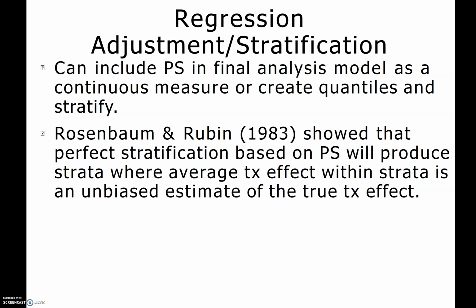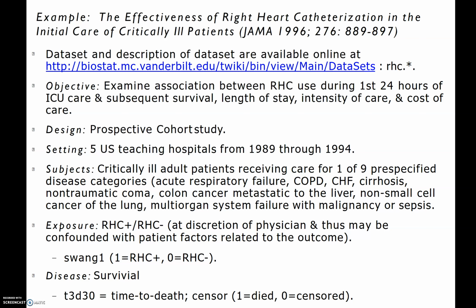So you could use a regression adjustment or stratification method as well. You still create your propensity score, so you still go through that estimation phase. It's just that the application isn't using matching. I go back to this article all the time, Rosenbaum and Rubin. They showed that this stratification method will produce strata where the average treatment effect within the strata is an unbiased estimate of the true treatment effect. I think it's a really cool way to do it. I really like this approach, but people just like matching better for some reason. So I think this is a really strong approach though.